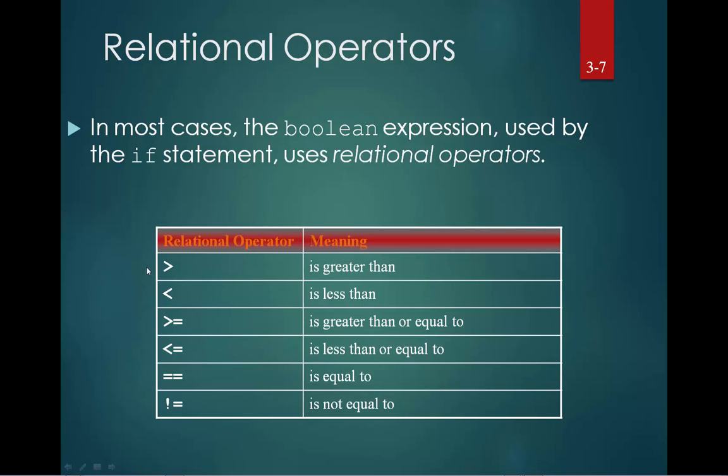Okay, so if they were ints, greater than checks if the int on the left is greater than the int on the right. And if it is, then the result of this comparison would be the Boolean value of true. This is less than. So if the int on the left is less than the one on the right, this would be true. Otherwise, it would be false.